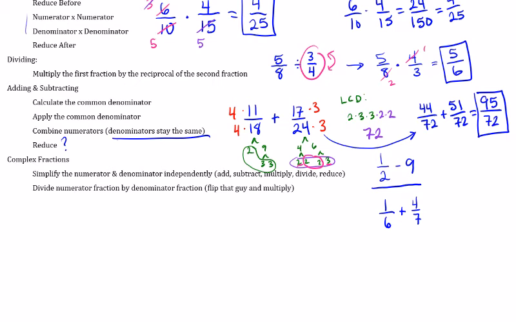All right, now let's check out complex fractions. Complex fractions, once again, are where we have fractions within fractions. What we want to do with these is simplify the numerator first, as if it was its own problem. Simplify the denominator as well, independently. And then once you get down to 1 fraction over 1 fraction, we're just going to divide, just like we did here.